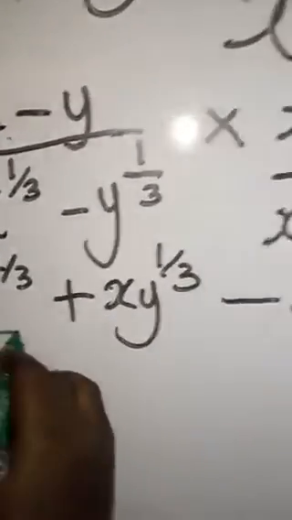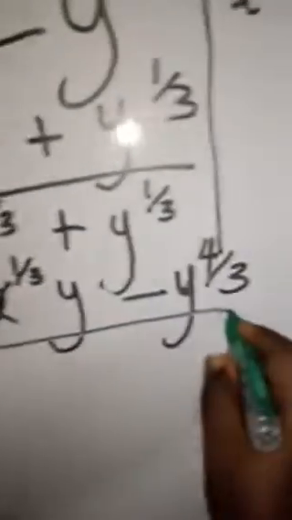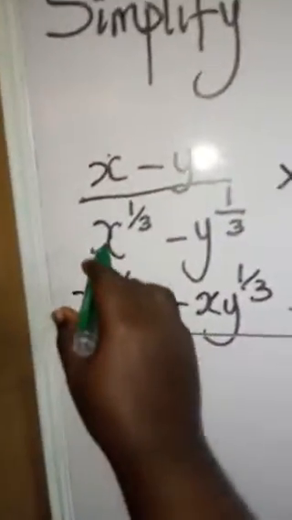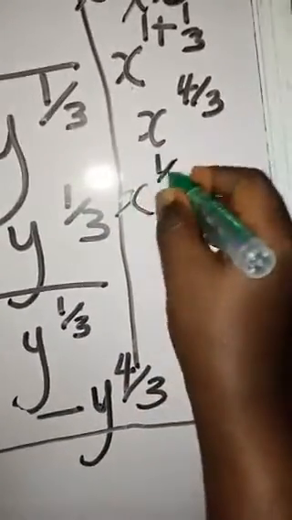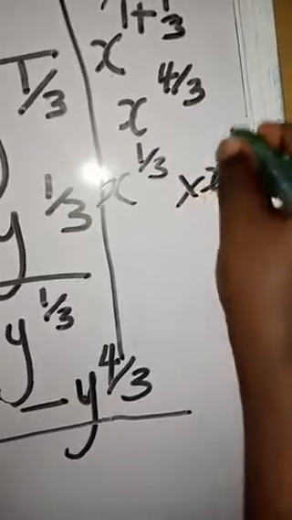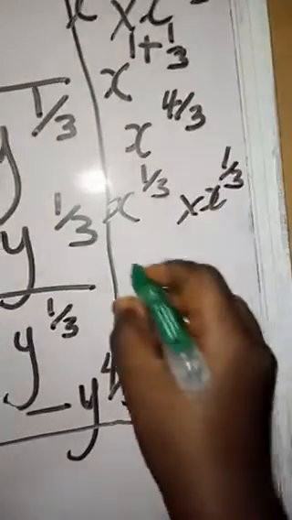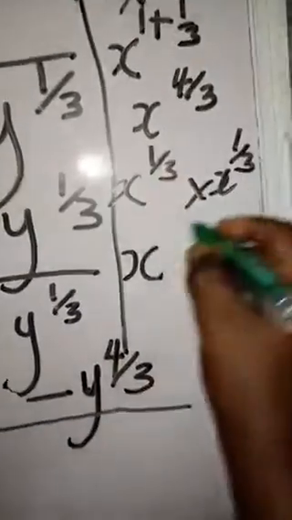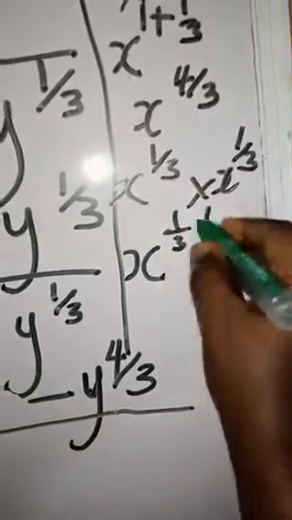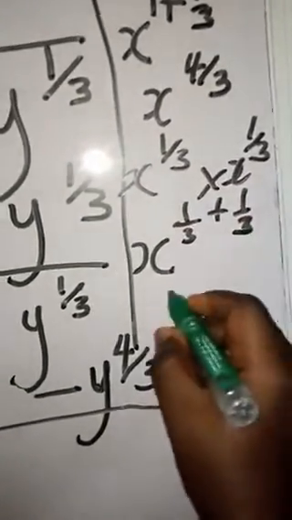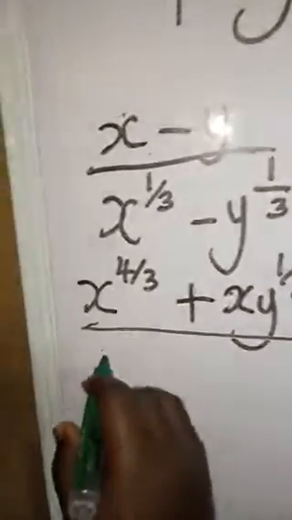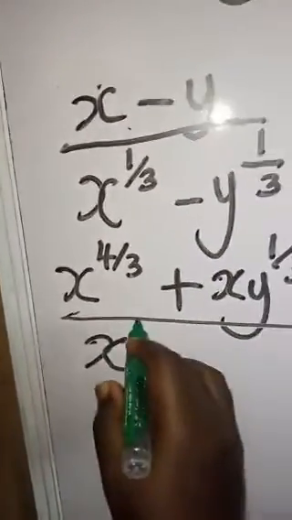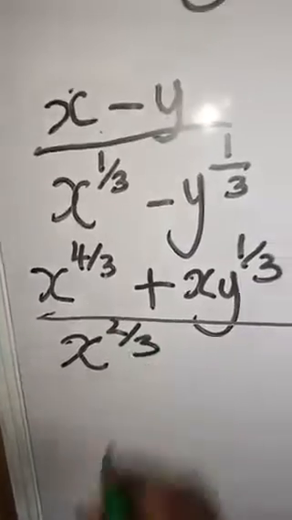Then all over, x raised to power 1 over 3 will multiply x raised to power 1 over 3. So that will be written as x raised to power 1 over 3 times x raised to power 1 over 3. According to law of indices, we are going to add these powers. 1 over 3 plus 1 over 3. And this is x raised to power 2 over 3. So this is x raised to power 2 over 3.